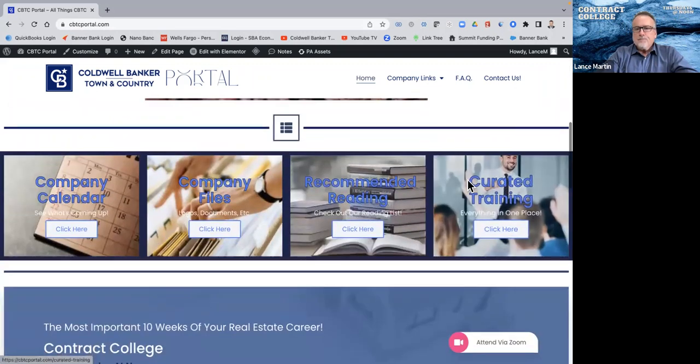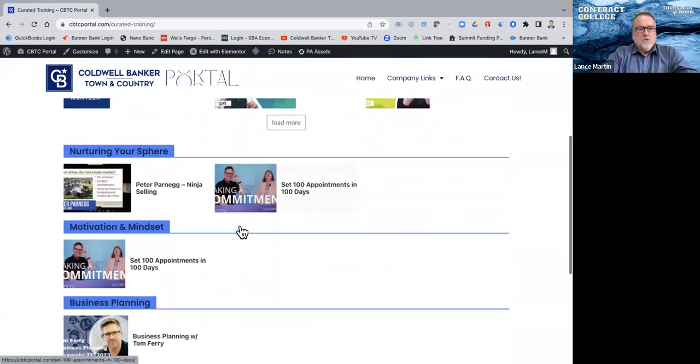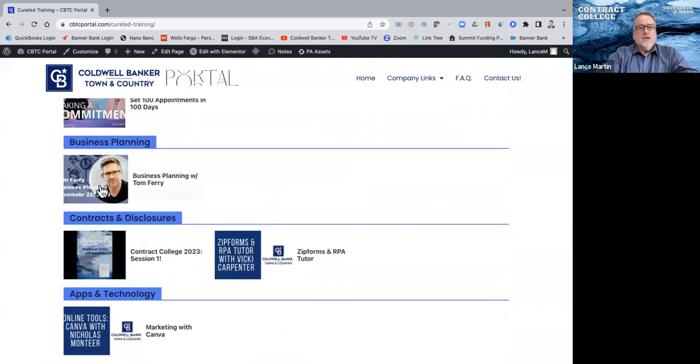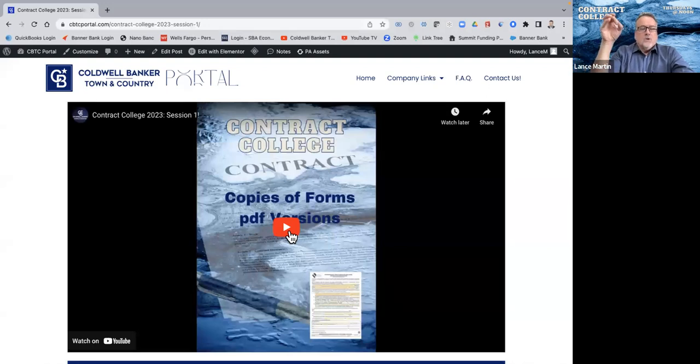If I scroll down and go to curated training in the lower right and click into that, this isn't in the order I want it to be right now, but if you scroll down a little bit, you will find contracts and disclosures. You'll see Contract College 2023 session 1. This is the class that we did last week. You click into that and it queues up a YouTube video, which is basically the live lecture class that we did last week. We need to clean the video up a little bit.